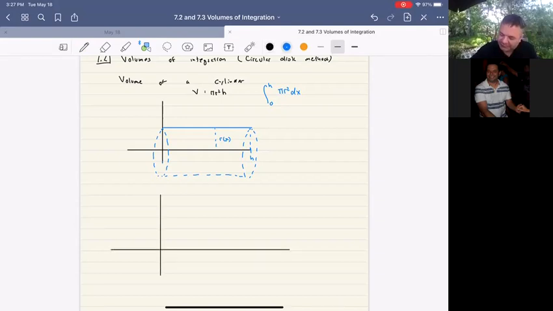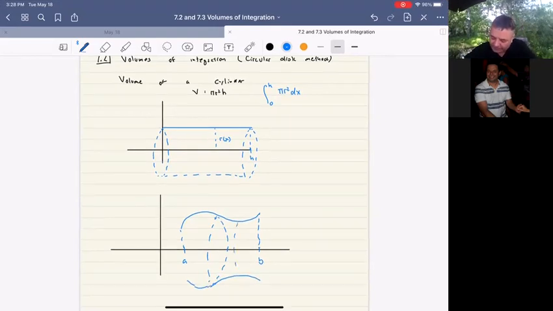So let's imagine we have some function. We could do this from a to b. And now we have a more general surface. Okay. I don't think I'm going to get that. That's not bad. Okay. So there might be like some vase at home or something that looks like that. Okay, if you flip it on the right side.